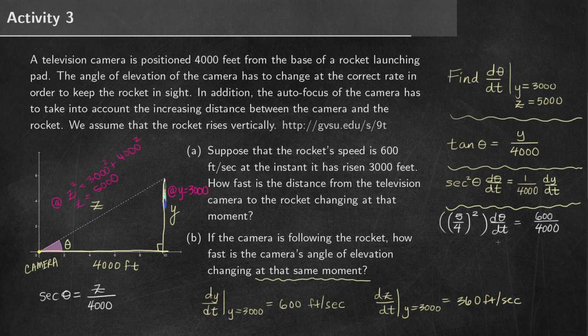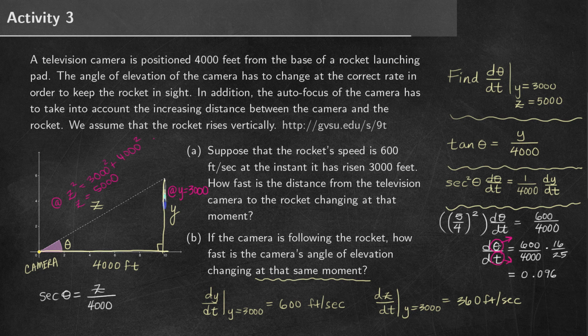So now I'm going to divide both sides of my equation by 25 over 16. Dividing by 25 over 16 is the same as multiplying by 16 over 25. So I have 600 over 4,000 times 16 over 25. And going to my calculator, that is 0.096. So now we just need to figure out our units. This is d theta dt, so we have units for theta per units for t.